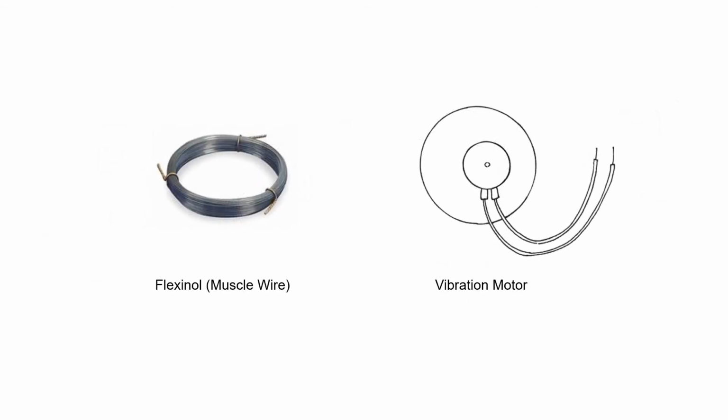Flexinol and similar materials are called muscle wire because they work like human muscle, contracting with the introduction of electrical current and relaxing without. Vibration motors are direct current motors that are eccentrically loaded. The off-balance load provides movement perpendicular to the motor axis.